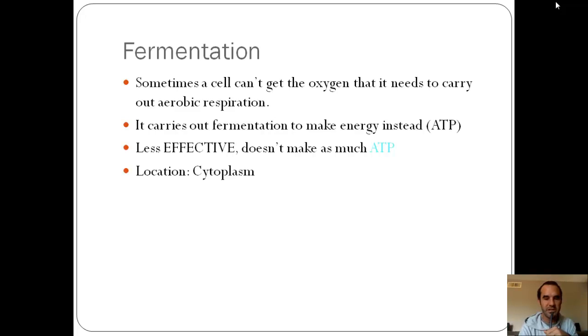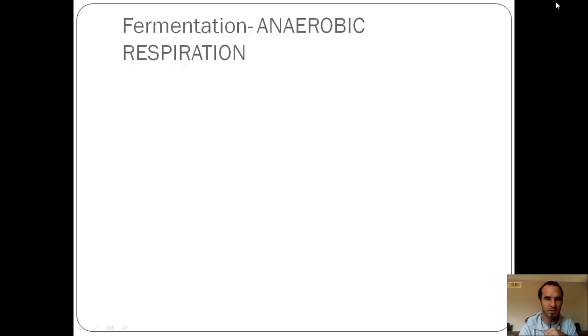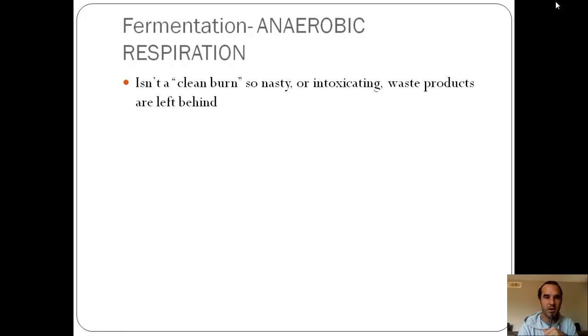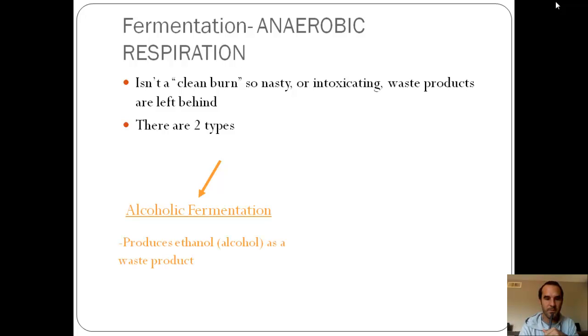Fermentation happens in the cytoplasm. It isn't a clean burn, so nasty or intoxicating waste products are left behind. There are 2 types of fermentation. You have alcoholic fermentation, and that's one that produces ethanol as a waste product, and that's what humans use to produce beer and wine. It's also what we do to make bread rise.